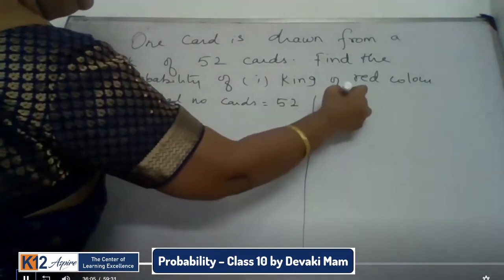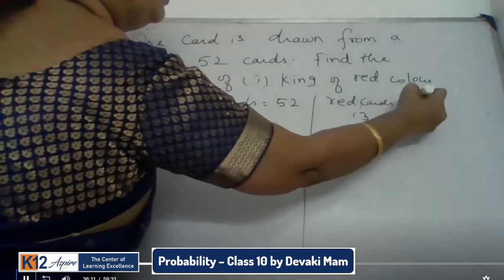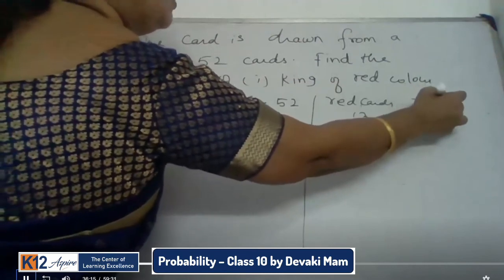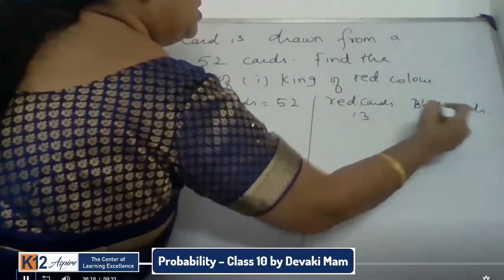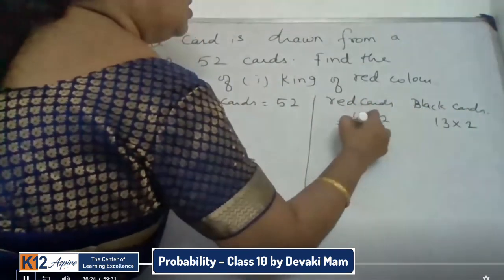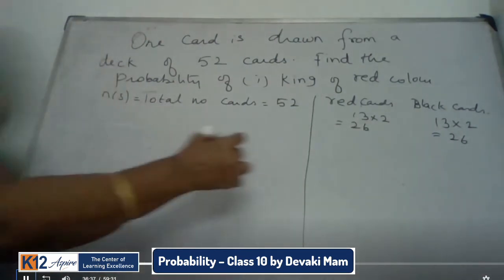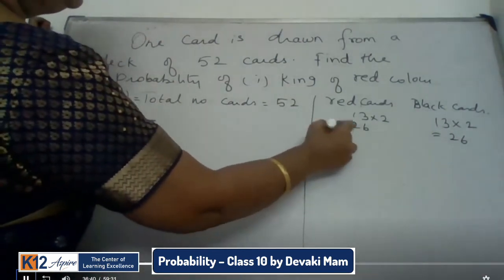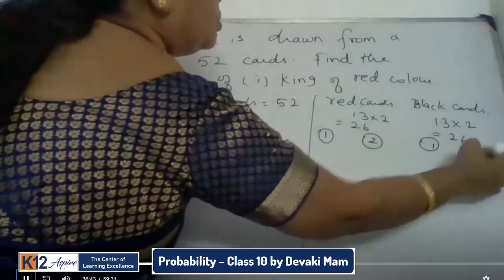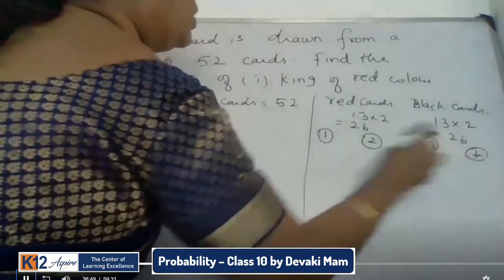Now I am going to write down the number of red cards is 13, isn't it? The same way the number of black cards is also 13 into 2, that is 26 and 26. Okay, so now we are going to find the king of red color. So in the deck, four designs will be there, isn't it? So let it be 1, 2 and 1, 2. So here the 3, 4. So there are four designs.